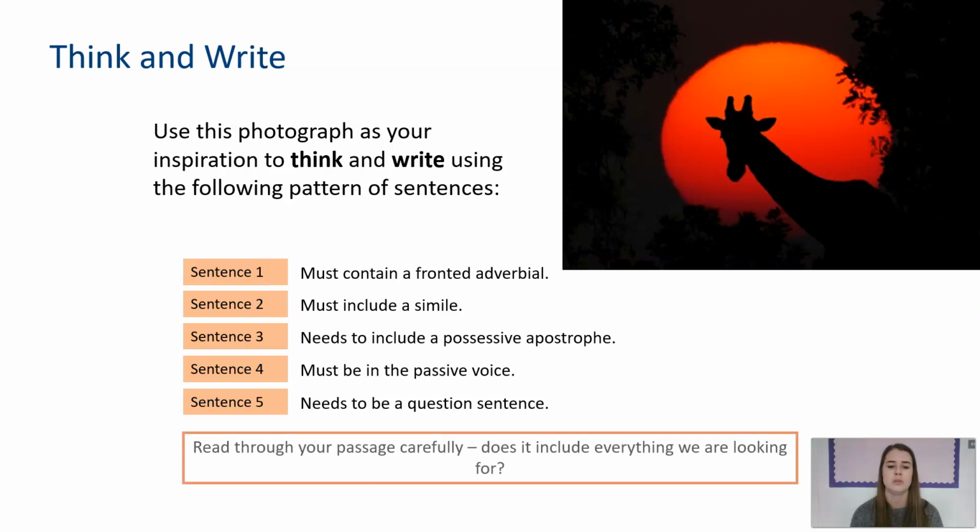What I want you to do is pause the video and have a go at writing your 5 sentences. Make sure you read through it properly and see, does it include all of those skills? If you cannot remember how to do passive voice, then you can skip that one, but I still want you to have a go at sentences 1, 2, 3, and 5. So pause the video and have a go.